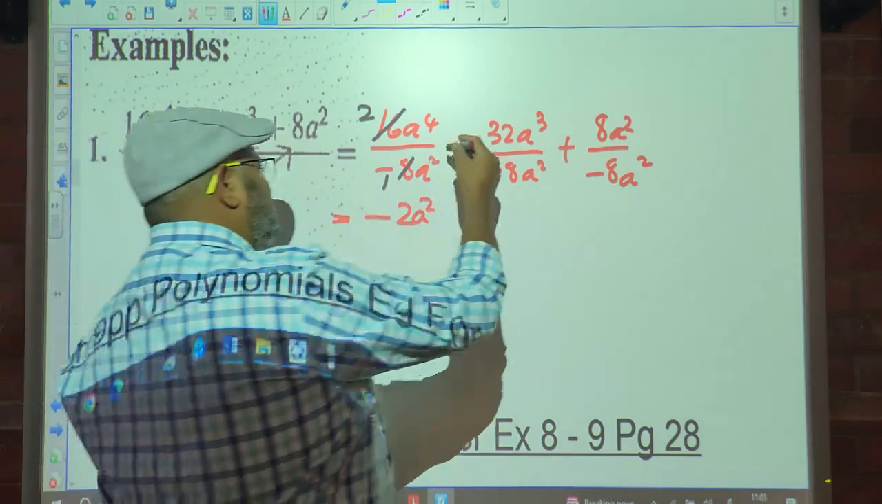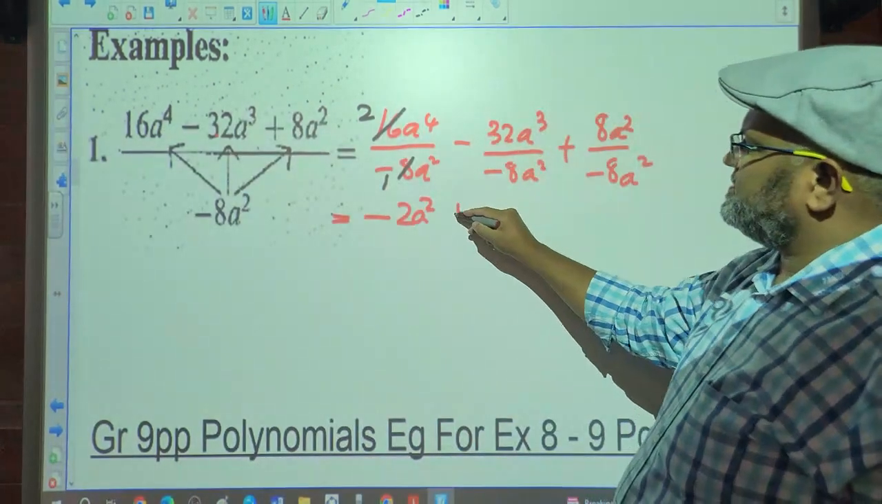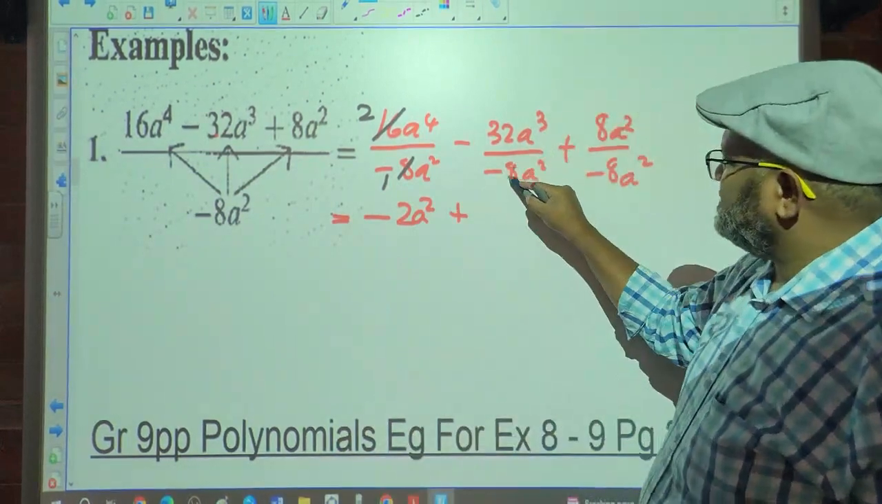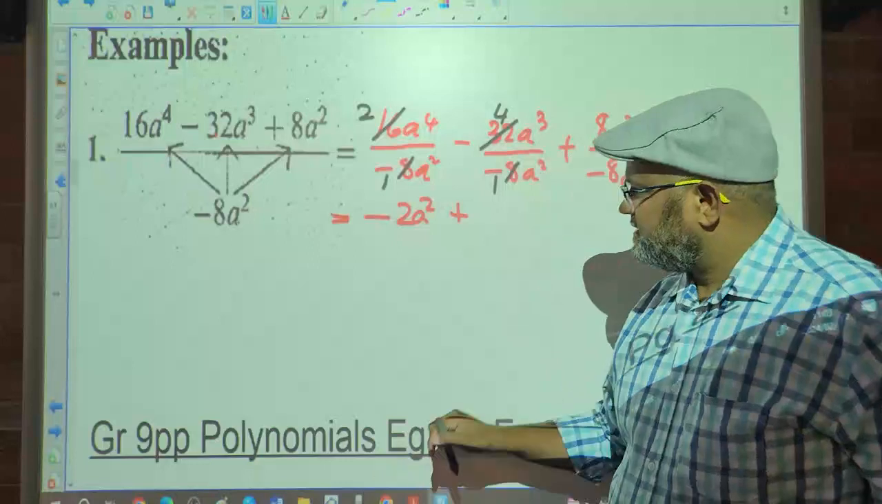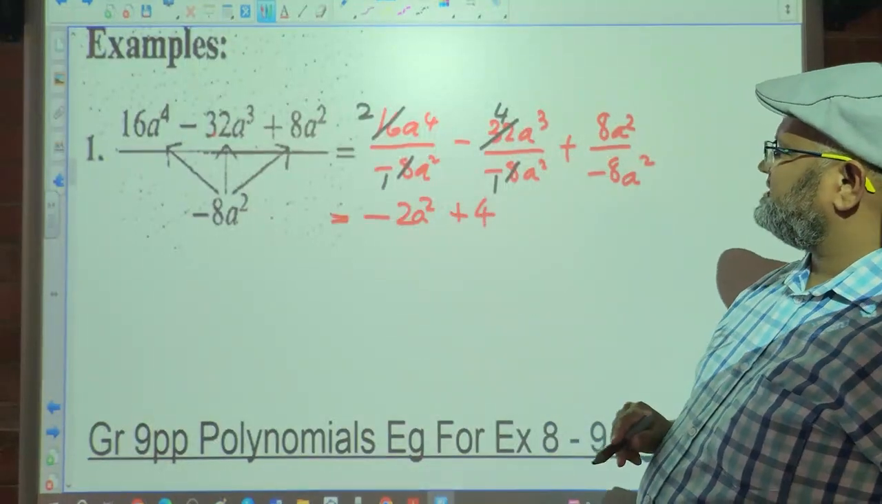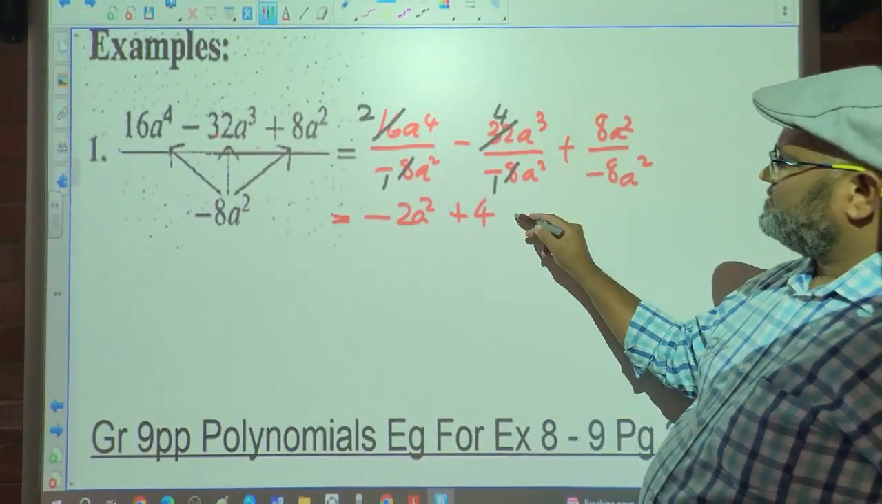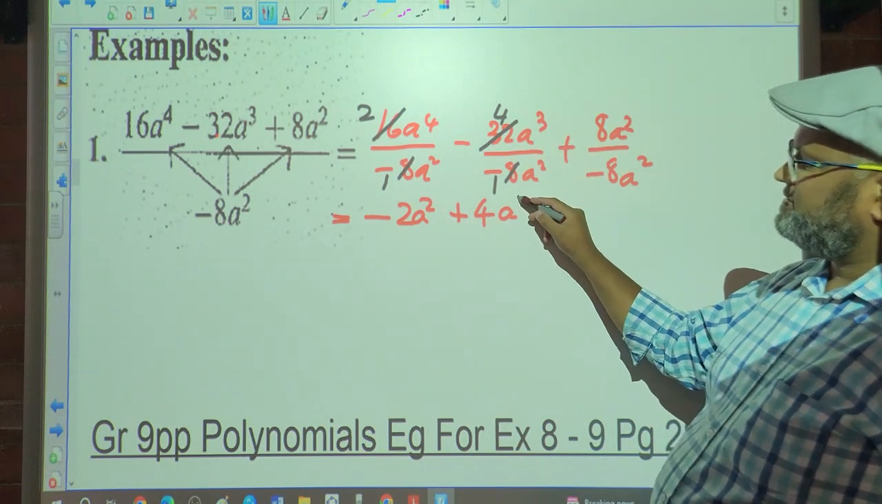The next one, what's negative divided by negative? Positive. 8 goes into 8 once, 8 goes into 32? 4 times. So it's 4. Where's the more a's? Top. So it will be a, 3 minus 2 is 1.